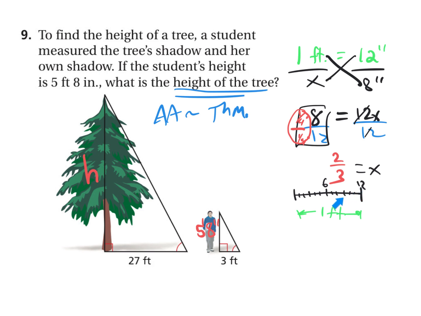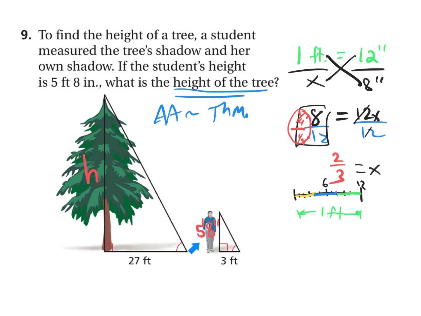So if we look at 8 inches, that's going to be 1, 2, 3, 4, and 1, 2, 3, 4. 4 inches is 1/3 of a foot. So 8 inches is 1/3, and another third, 4 and 4 is 8. 8 inches is 2/3 of a foot. So there it is conceptually, and here it was as a proportion.